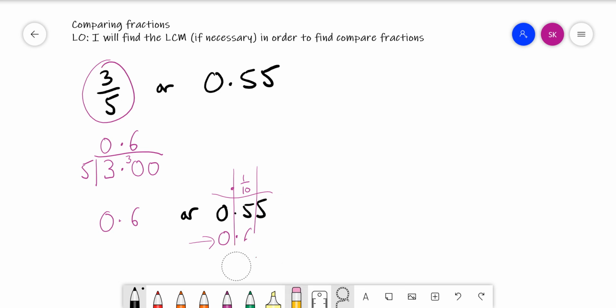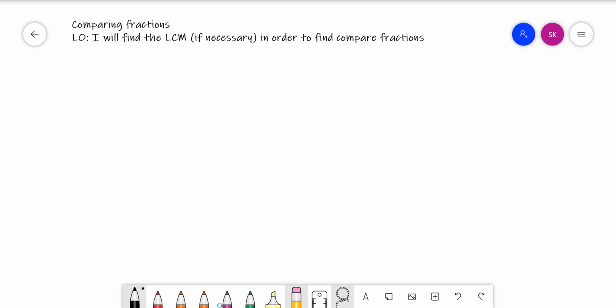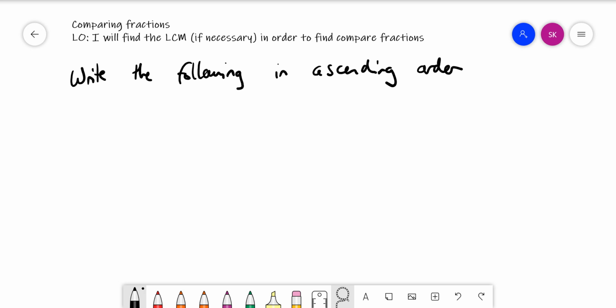So, I'll give you a little example here and see what you make of it. If I said, write the following in ascending order, and we've got these fractions. I want you to pause the video and have a go at doing that however you want. So whatever method you want to use, have a go, and press play when you're ready for me to go through it.